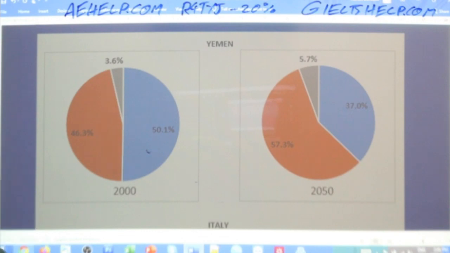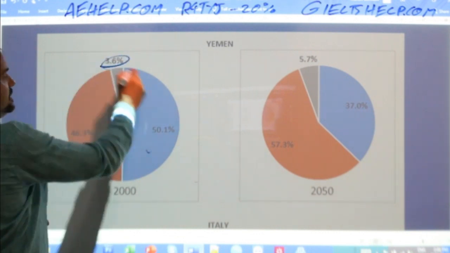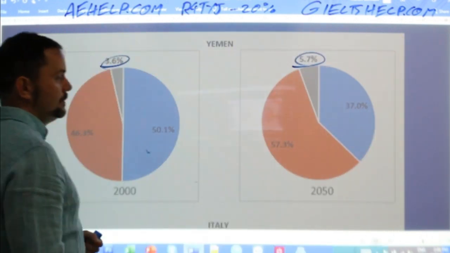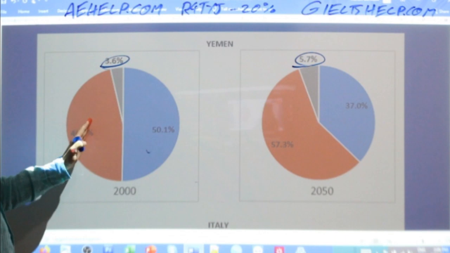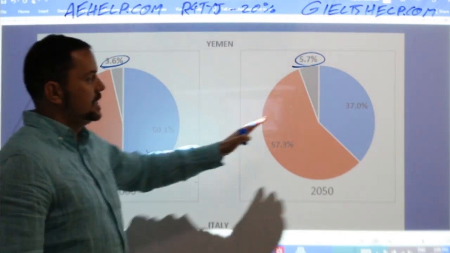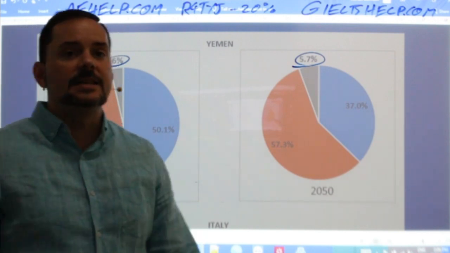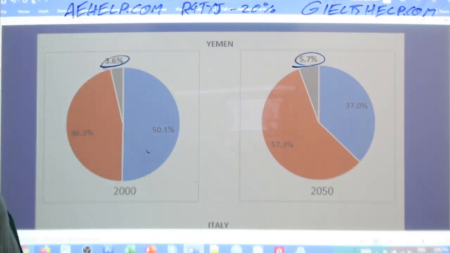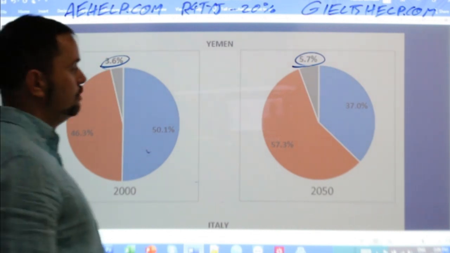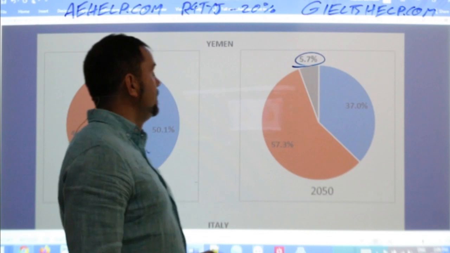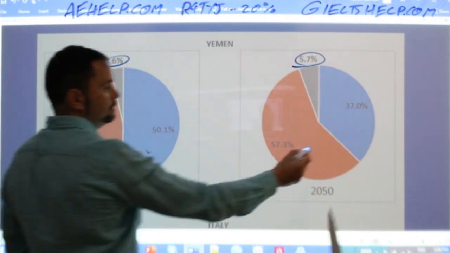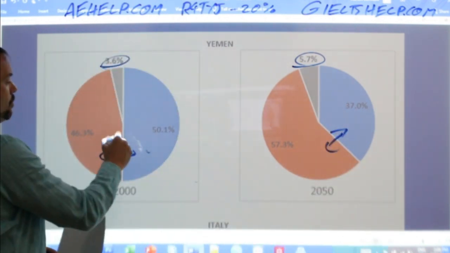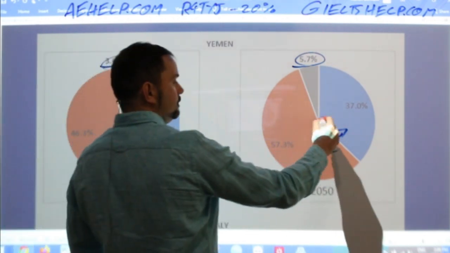So first of all, I'm looking at Yemen, okay? Now, Yemen, here we have 3.6% over 60. Okay, orange, that's the teens and the adults. And then, of course, here, the 50% and the 37%, that is the age group for the children. Okay, so blue is children, teens and adults, elderly. This, not so important. What's the biggest change that's happening? This change here, right? So my point number 1 will be this shift here.